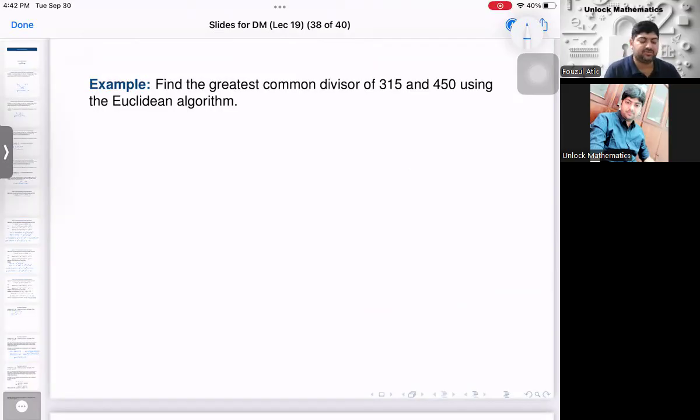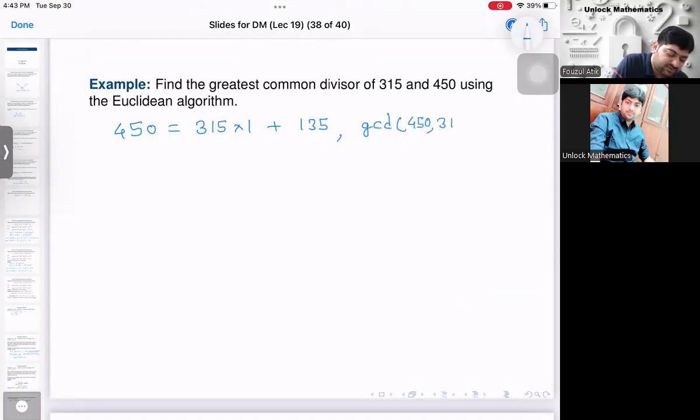So how to find the GCD of 315 and 450 using the Euclidean algorithm? What is the largest number between them? 450. So you write it in the form A is equal to BQ plus R. What is B here? 315. So we write 450 is 315 into 1 plus 135. Correct? Now if I apply the Euclidean algorithm, I will get GCD of 450, 315 is equal to GCD of 315, 135. So I got this.